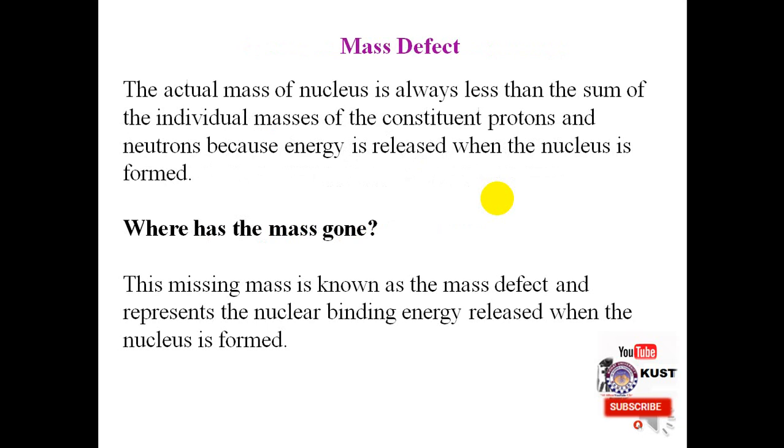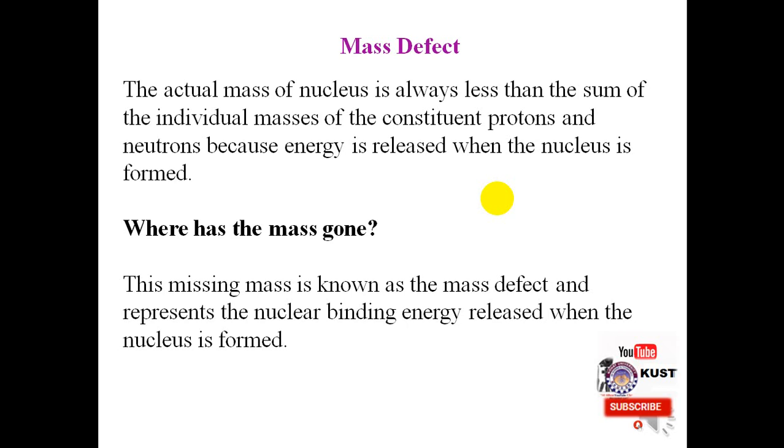The actual mass of the nucleus is always less than the sum of the individual masses of the fundamental nucleons because energy is released when the nucleus is formed. This missing mass is known as mass defect and represents the nuclear binding energy.